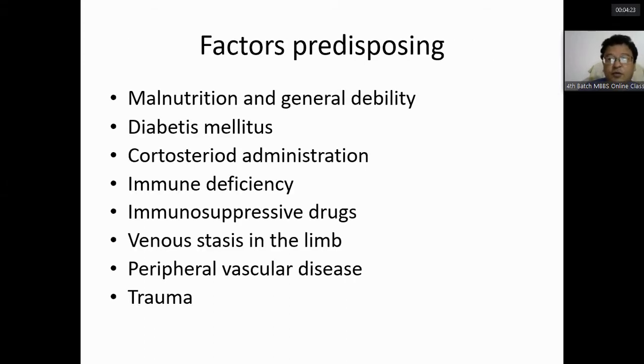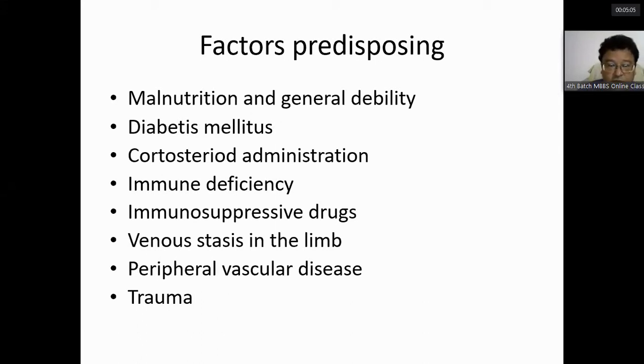So what are the predisposing factors, okay? Malnutrition and general debility. So why does the infection occur? It's always two things. One is the host, okay? How strong is the host? And the virulence of the organism. So if the organism is more virulent and the host is malnourished, or not that immunologically strong, then he will get the infection, okay? But if the host is strong, okay, and the organism is less virulent, then we get a subclinical case, which we will talk about as subacute osteomyelitis, okay.